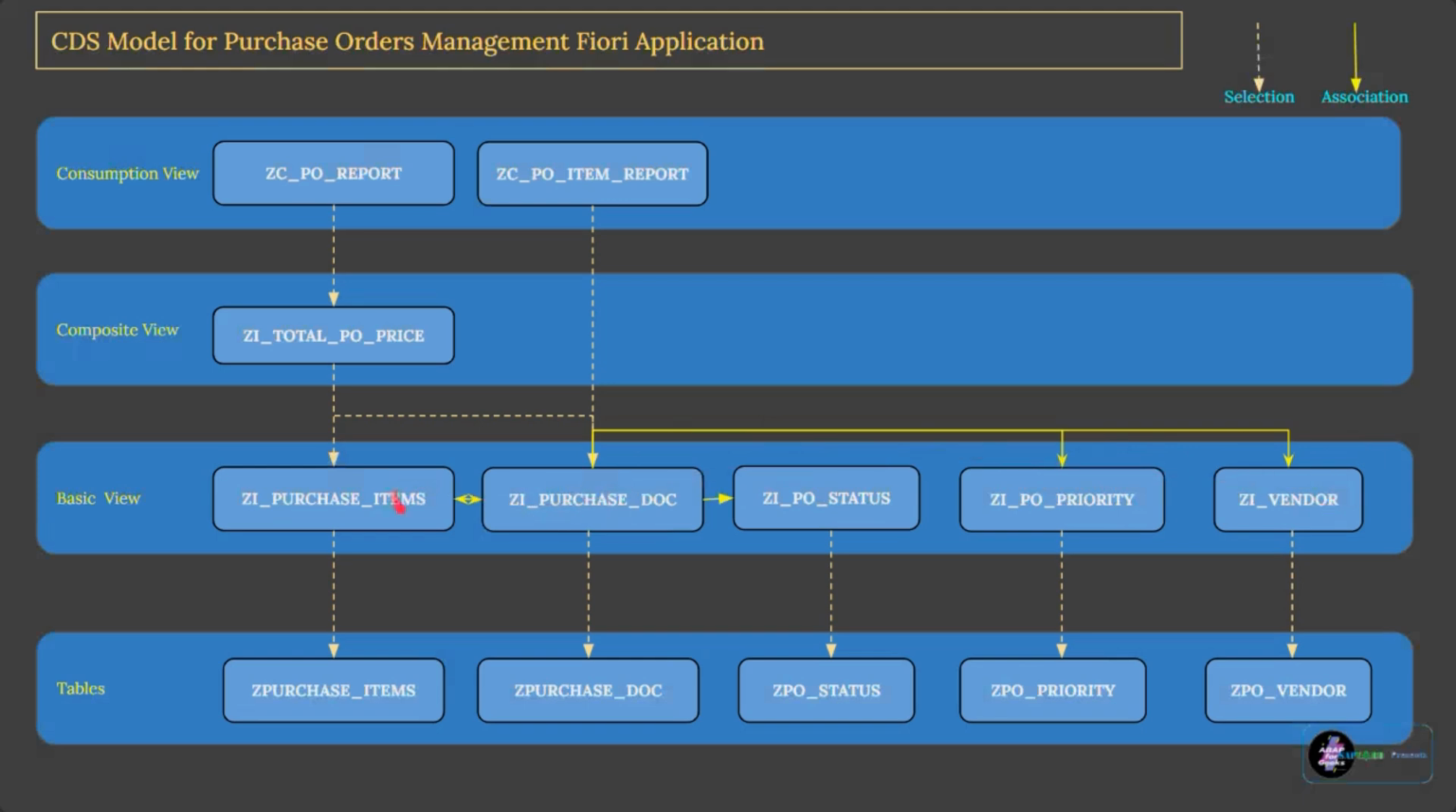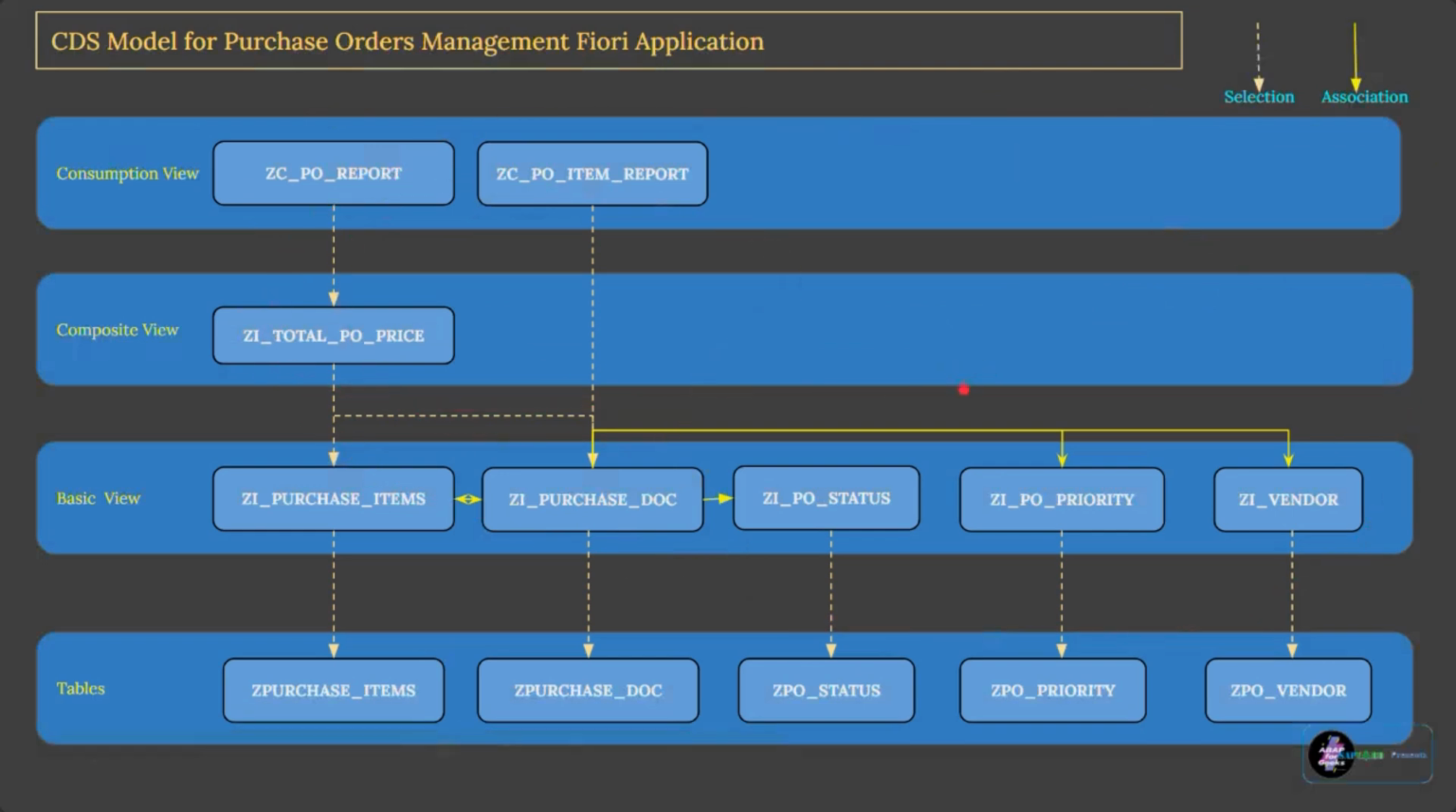From documents, I can have an association to my items as well. And from items, you can have an association to purchase document as a parent. That's why there is a dual arrow here, a two-sided arrow, because we are establishing a relationship from my purchase document to the item, and from item, we are establishing a relation to the purchase document as well. So we have composite view and consumption view, and also we directly create everything here. So this is the model we are going to create.